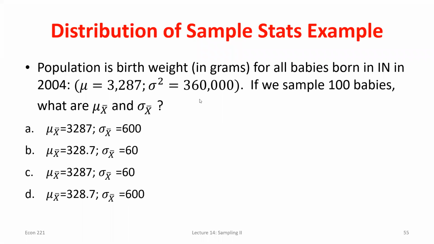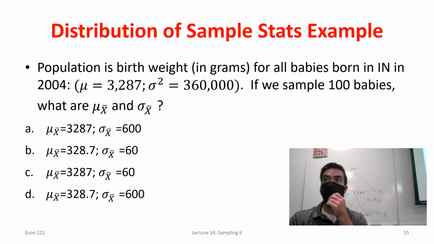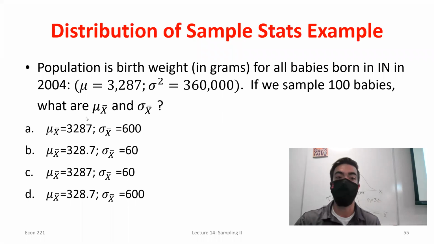So what if we took samples instead, exact same setup, but we took samples of size 100? Well, what's the mean of my sample means going to be? The mean of my sample means is unimpacted by the sample size that I take. So what we had before, that mean of my sample means will always be the population mean. So that's going to remain the same. That's still going to be 3,287.